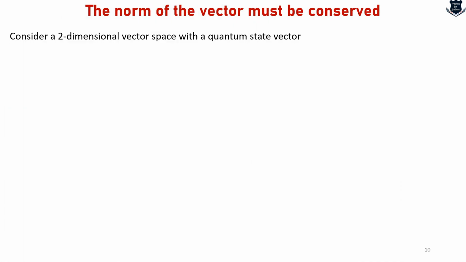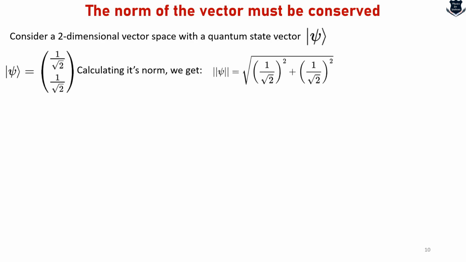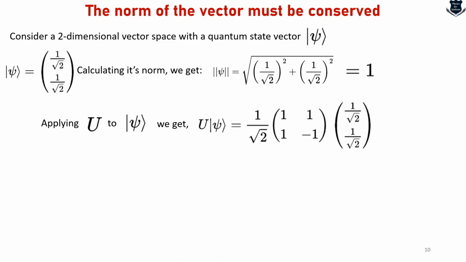Let me give you a quick numerical example. If we consider a two-dimensional vector space with a quantum state vector, for example this psi, we consider the vector 1 by square root of 2 times this. We first calculate its norm, that is, squaring it, and from here we get this equals 1. Now I would like to show you that once we have the norm equal to 1, I'm going to apply a unitary operator U to this state vector. And here what I'm doing is getting this.